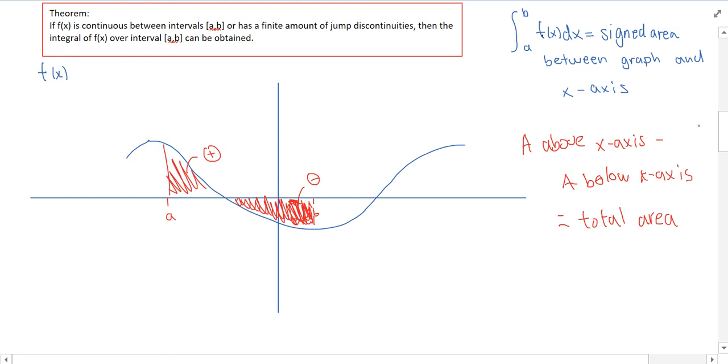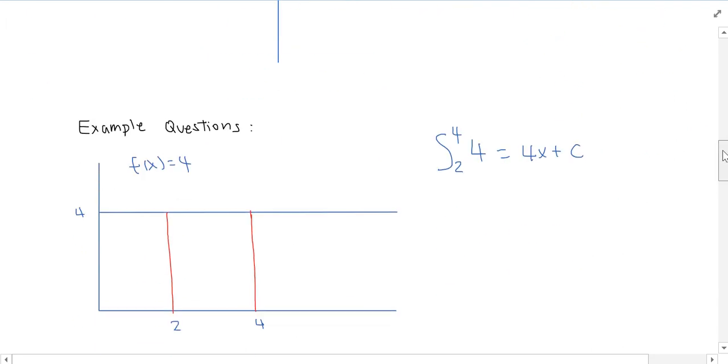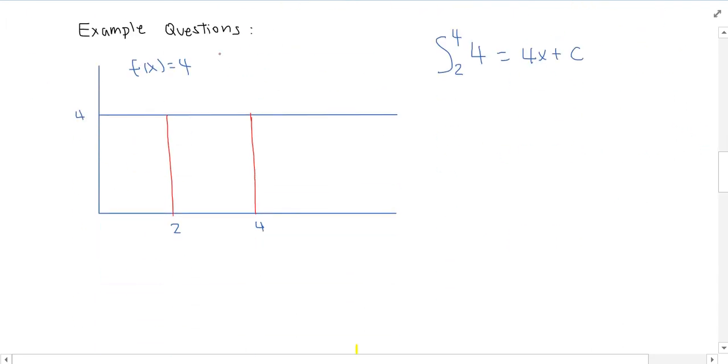Now let's look at some more examples. Here we have a basic graph, and we have the interval from 2 to 4, and the function f(x) equals 4. So we plug in the interval. The first number is always at the bottom, so 2 is on the bottom and 4 is on the top. And then we find the integral of that. We know the integral is the antiderivative, and the antiderivative of 4 is 4x plus c, c being a constant that we don't know. But in this case, when calculating the area under a curve, it's not that important.